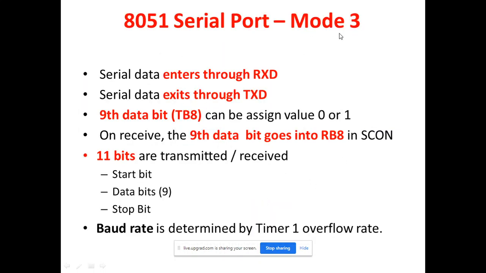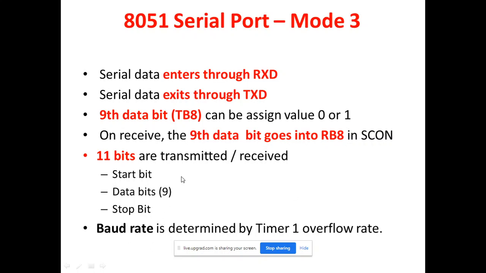Then mode 3. In mode 3, data is transmitted through the TX pin and received through the RX pin. Again in mode 3 there are 9 bits. The 9th bit which you want to transmit is held in TB8, and on the reception process the 9th bit received is held in RB8. The first 8 bits are in SBUF, and the 9th bit, for transmission, is in TB8, and for reception it is held in RB8, which is available in the SCON register.